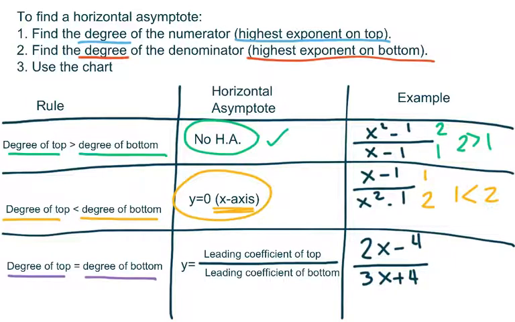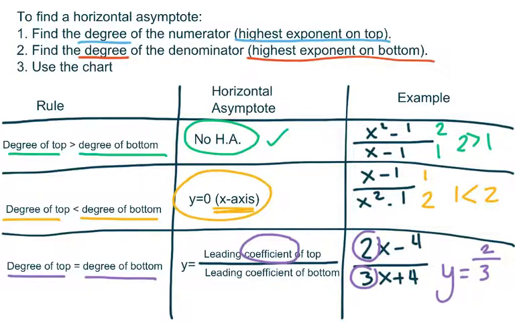It's going to be the leading coefficient. So remember, coefficient is the number in front of the letter. So 2 divided by the leading coefficient of the bottom, 3. So I would actually have a horizontal asymptote at y equals 2/3 in that case. And that's the only 3 things that can happen.